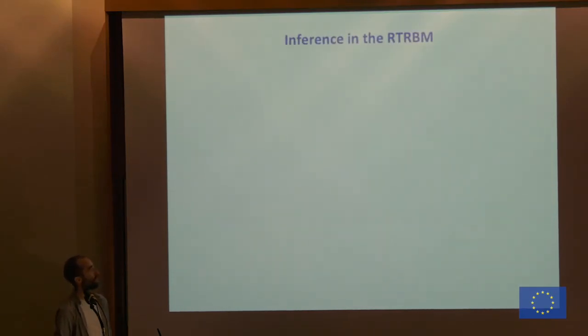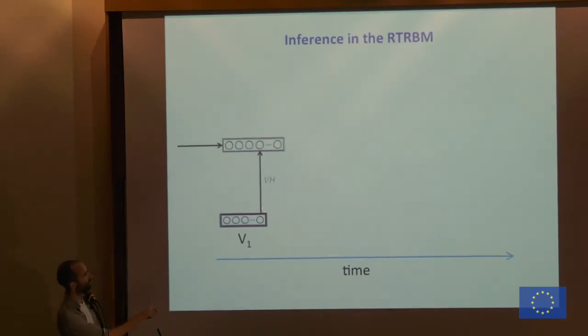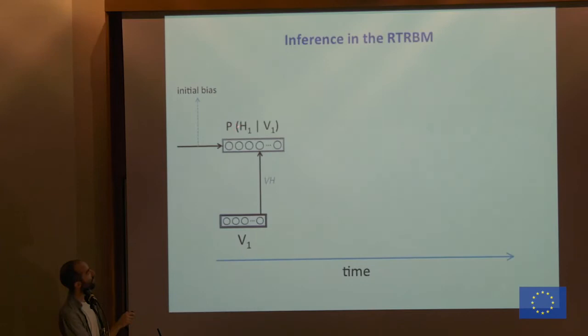So how does it work in the recurrent temporal restricted Boltzmann machine? That's a long acronym. During inference, we observe some evidence in the visible layer. Okay. This is how time goes, from left to right. We use the visible to hidden connections to infer the state of the hidden units. And we can also use an initial bias, like the initial state bias. Okay. So this is like the probability of the hidden units given the visible units, at time step 1. This is like a simple restricted Boltzmann machine. We are inferring the hypothesis given the evidence, 1 step.